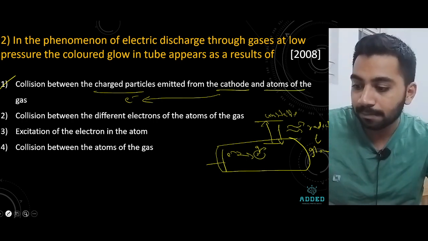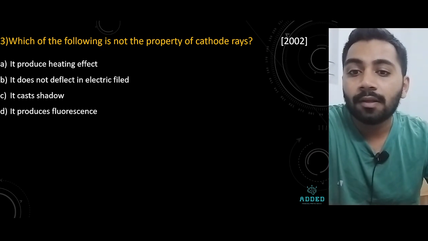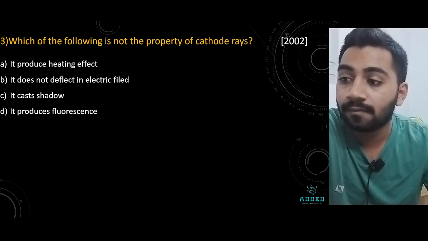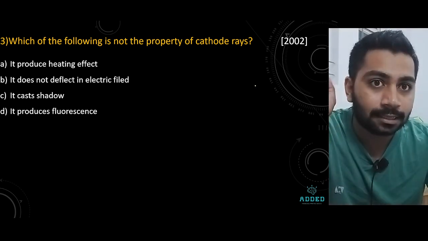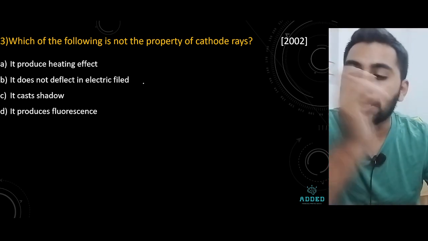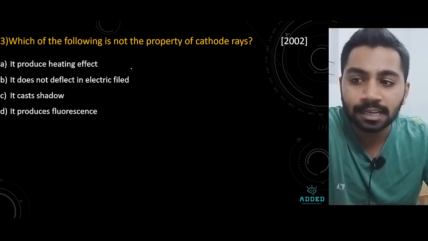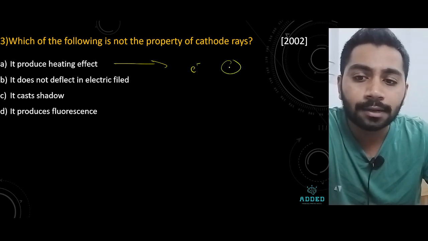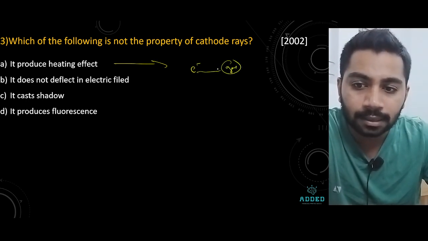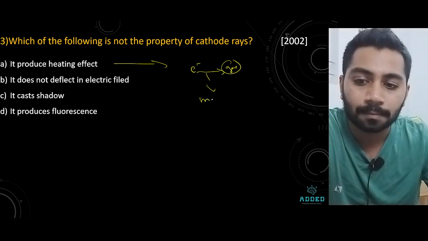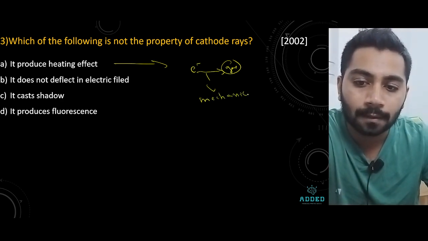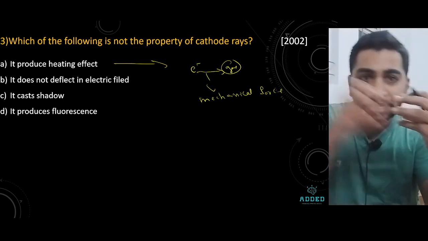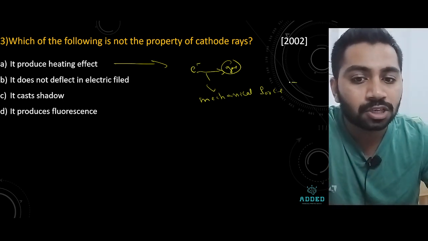Simple case. Super. Now, which of the following is not a property of cathode rays? 2002 it was asked, which are the properties. I said there are 10, 12 properties. It produces heat effect. It is true. See, I said now electrons hit the gas with a mechanical force. If it is hitting with mechanical force, then it produces some heat.